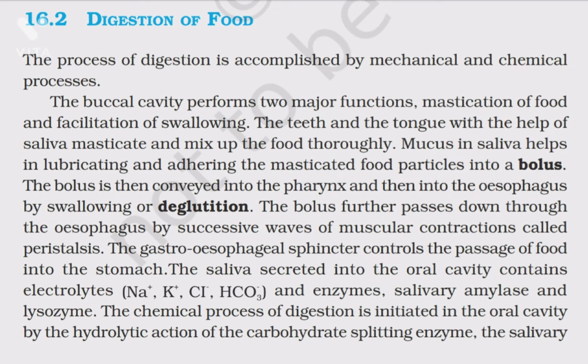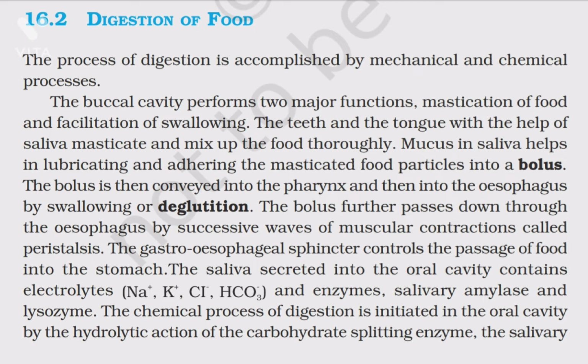The bolus is then conveyed into the pharynx and then into the esophagus by swallowing or deglutition. The bolus further passes down through the esophagus by successive waves of muscular contraction called peristalsis. The gastroesophageal sphincter controls the passage of food into the stomach.